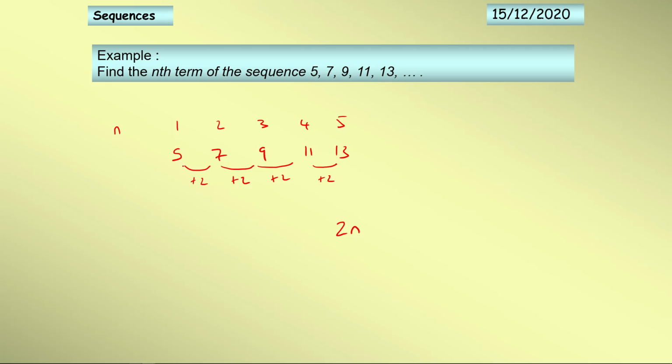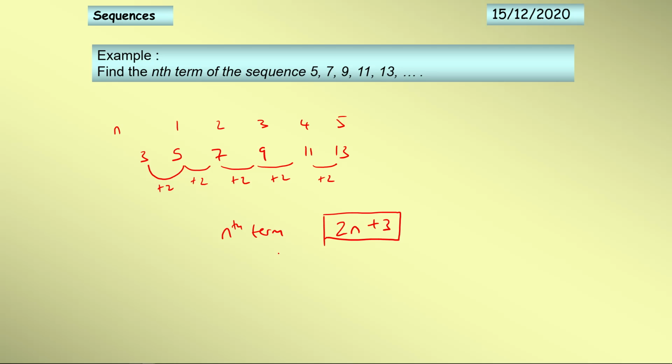And then to find the first, we go back 2. So 5 take away 2 is 3. So it's going to be 2n plus 3 to generate each term. And that's our nth term.